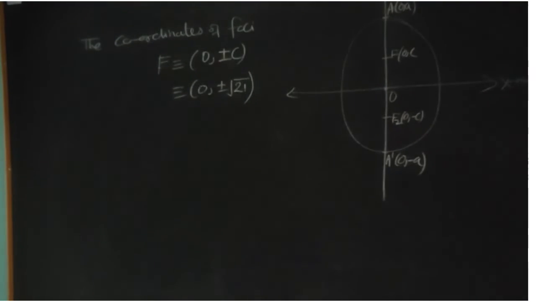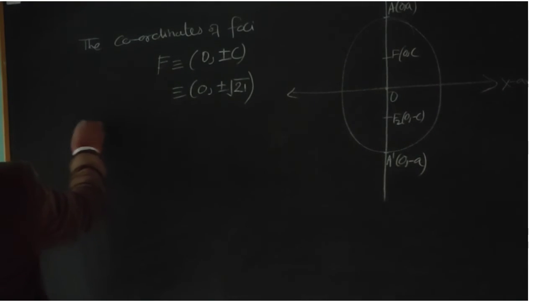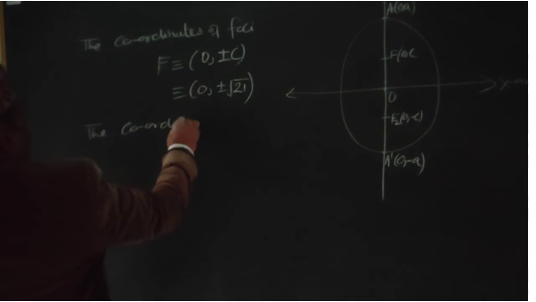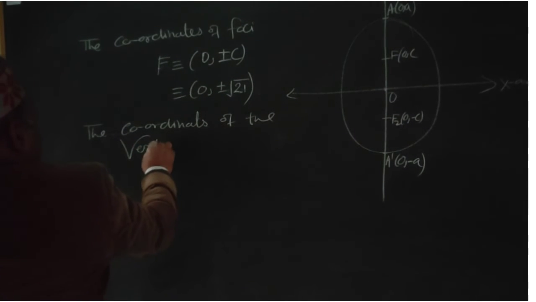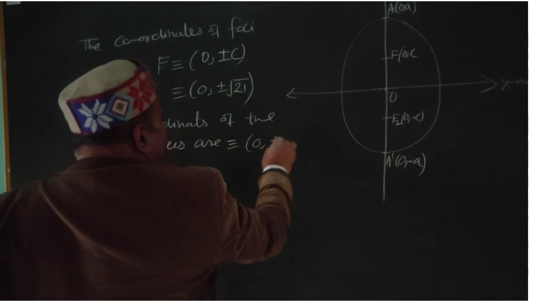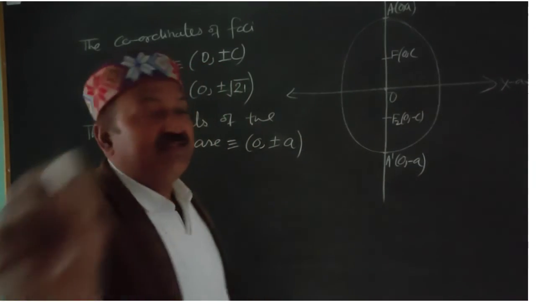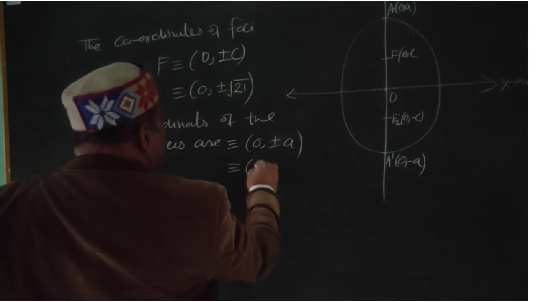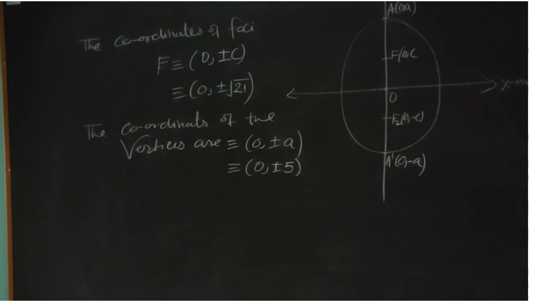The coordinates of the vertices are. So to find the vertices, children, what will we do? The coordinates of the vertices are 0, plus minus a. These are the vertices, plus minus a, and the value of a in this case is 5. Therefore, they become 0, plus minus 5. These are the coordinates of the vertices of this ellipse.